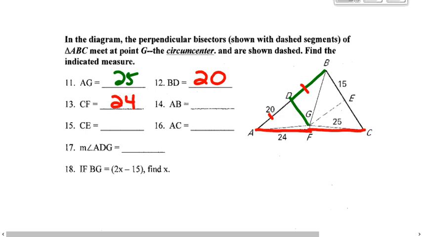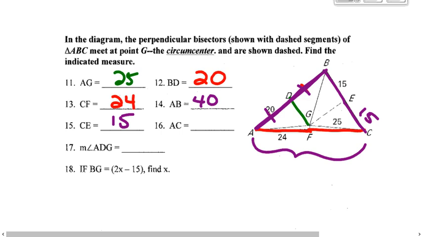AB, where is AB? This whole line segment is AB. That's going to be 40. If this one's 20, that one has to be 20, so the whole segment has to be 40. CE is 15. Here's CE. That one's 15, so this one also has to be 15. AC is 48. One is 24, so the other one is also 24, making a total of 48. Let's mark the 24 on there.